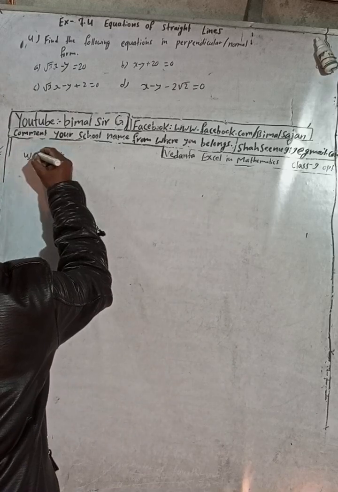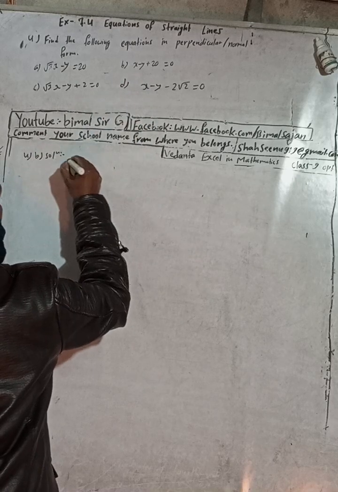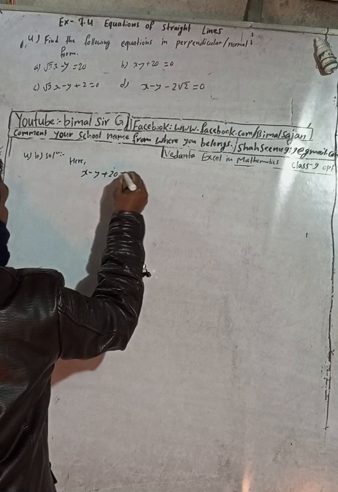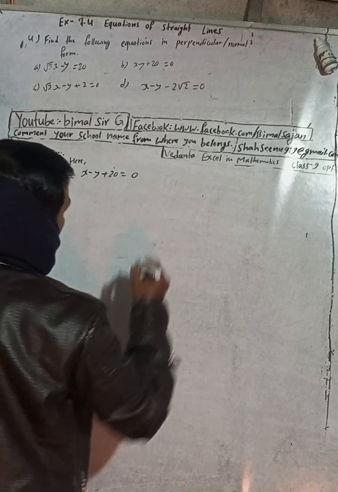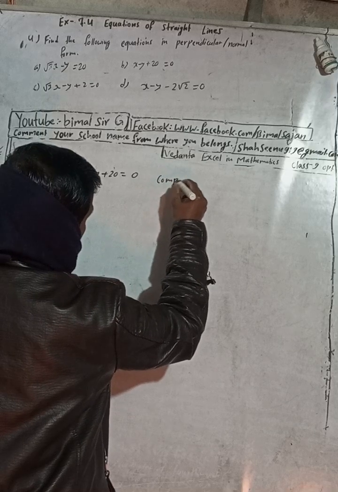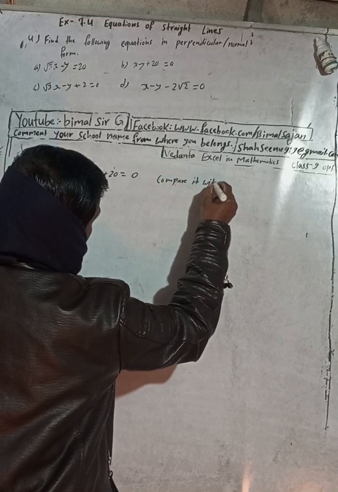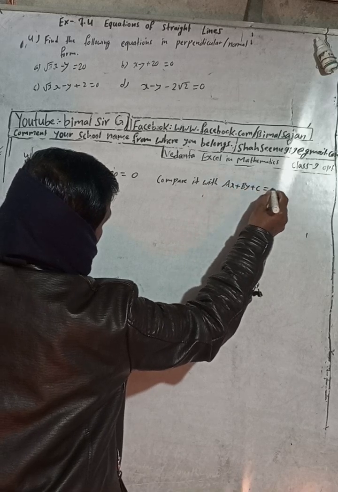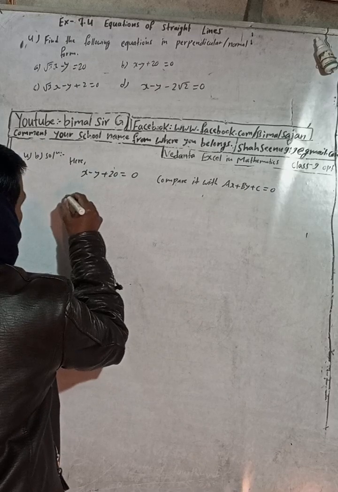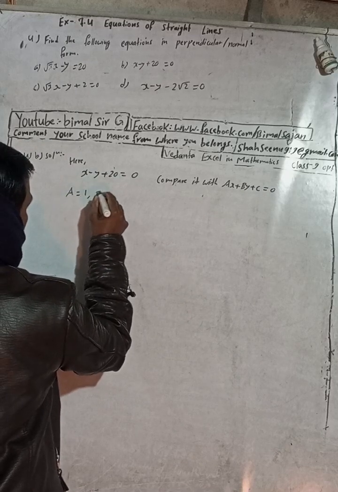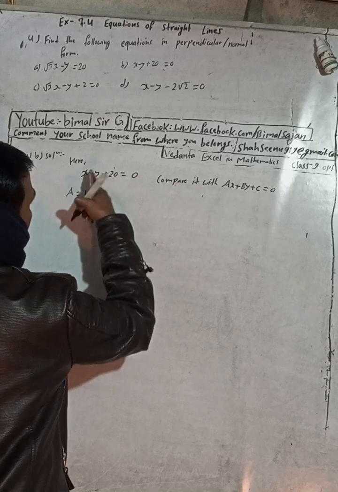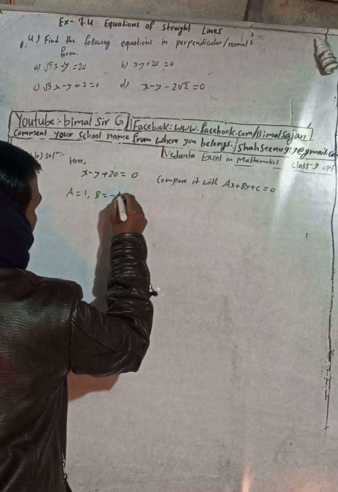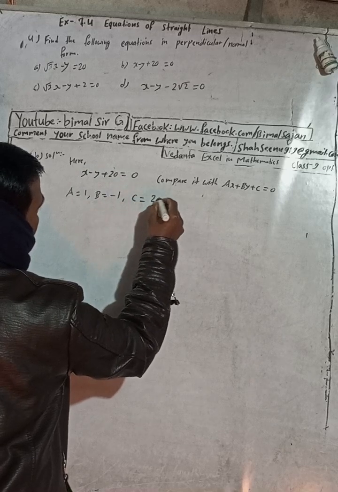Now B number. B number is x minus y plus 20 is equal to 0. So compare it with ax plus by plus c is equal to 0. So when we compare, a is equal to 1, b is equal to, there is nothing, no, it means minus 1, plus and minus, okay, so minus 1, and c is equal to 20.